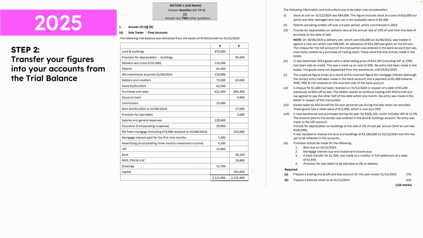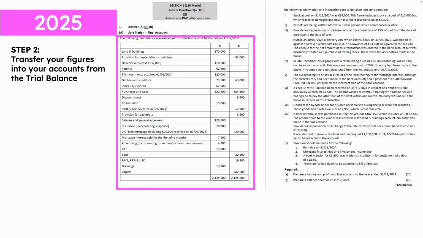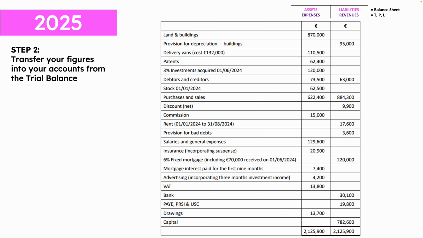Okay, so here is the 2025 question, the Sole Trader question. You can see the trial balance on the page on the left hand side, and then all the adjustments on the right hand side of the page. So the trial balance is the list of all of our balances at the end of the year. You can see there on the left hand side, the debit side, you have assets and expenses, and on the right hand side, the credit side, you have liabilities and revenues. So you can see at the top there that I have said that assets and liabilities belong in the balance sheet, and then expenses and revenues belong in the TPL.